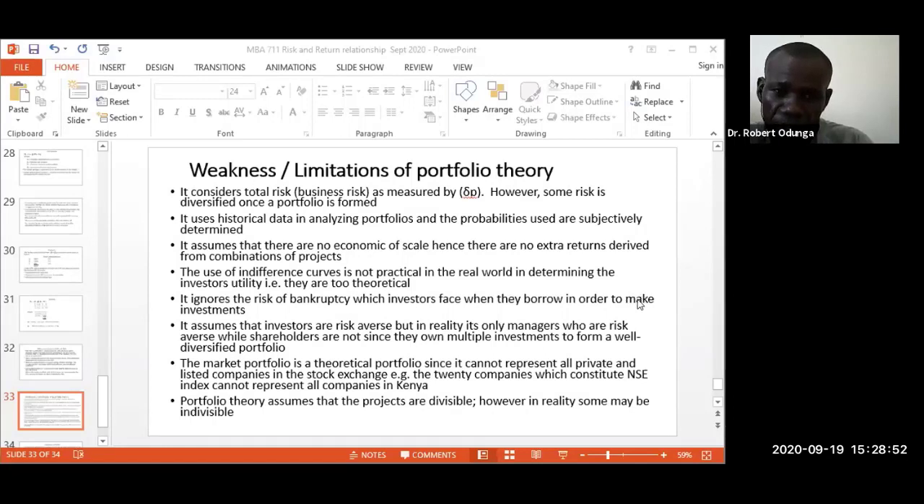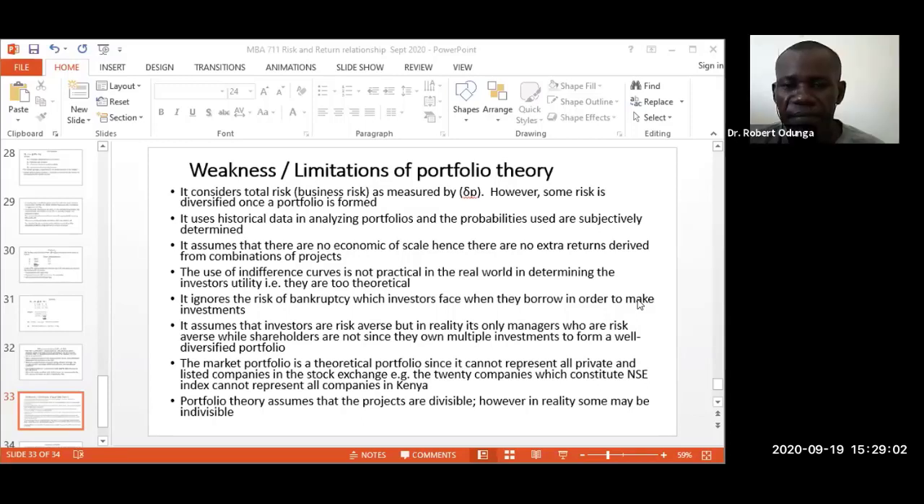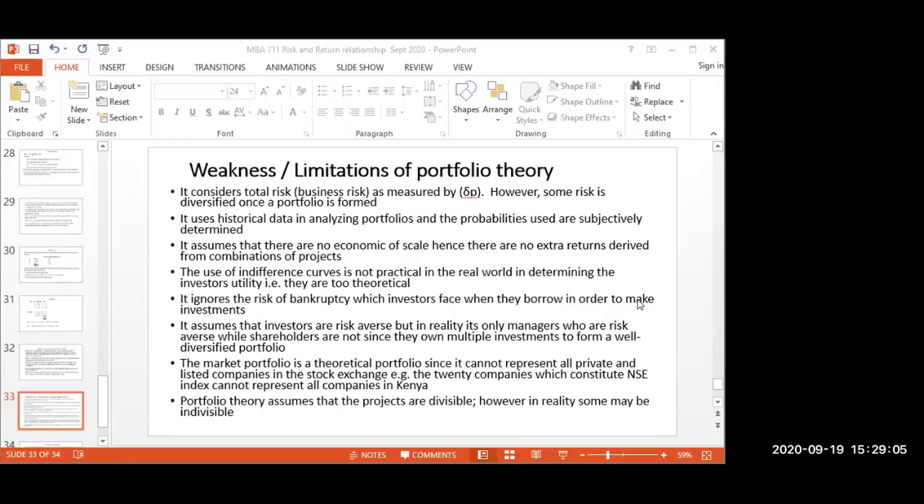Any question on these limitations of portfolio theory? Hello, guys, there? Yes. Do you have any question? No question. No question, Doctor. It was clear. Okay. All right.